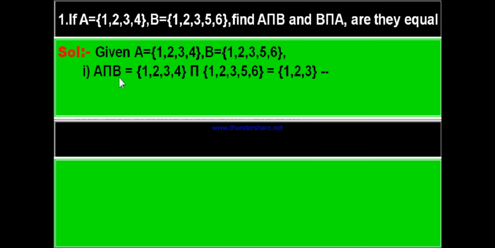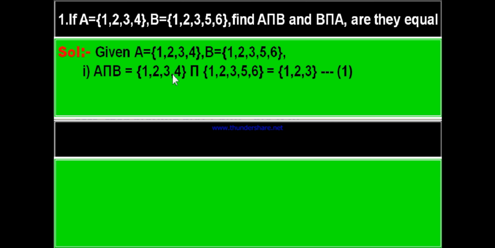A intersection B means first write the set A intersection, write the set B. This is equal to, since it is intersection, this is the symbol for intersection. Since it is intersection, you have to write only the common elements from both the sets. Here you can find 1, here also 1 is there, therefore write 1. 2, here also 2 is there, therefore write 2. And 3 is common in both, you write 3 also.